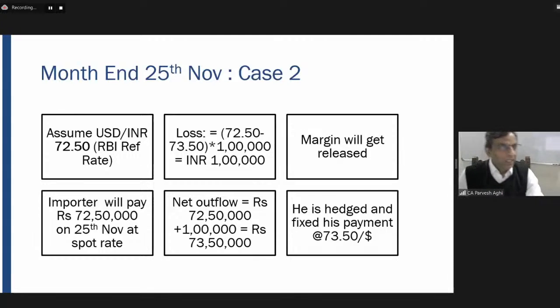Okay, there he can walk out of the contract if the rate drops. Fine. So we'll understand that in our next class. So in this case, he pays, his total overall commitment is only 73.50.